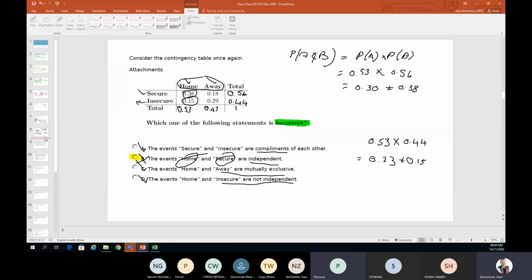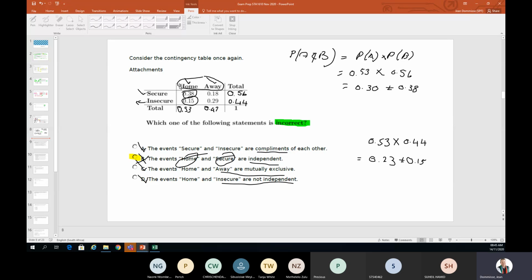Any questions? Yes. I want to ask about mutually exclusive. Is it not mutually exclusive if the events equal zero? Yes. So think of mutually exclusive in two ways. You can work it out as the probability of A and B must be equal to zero.